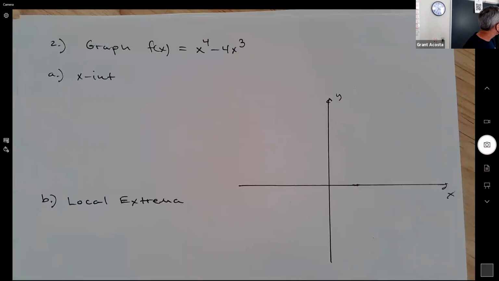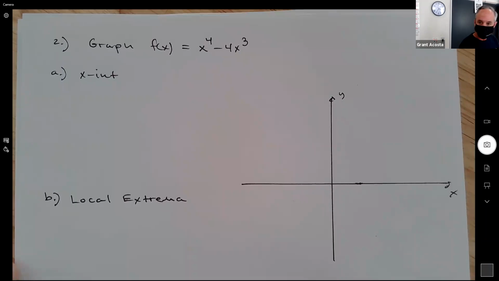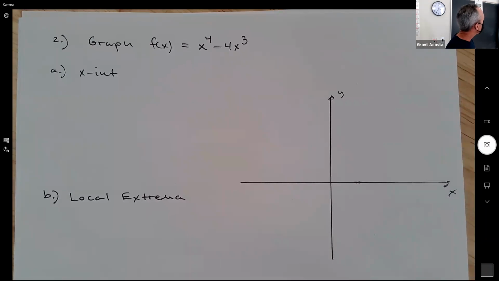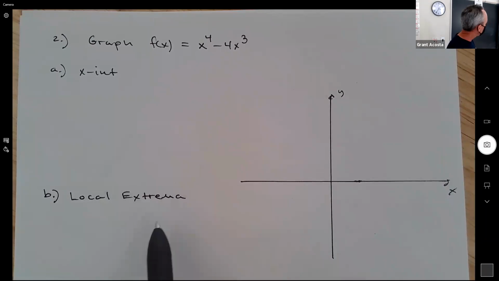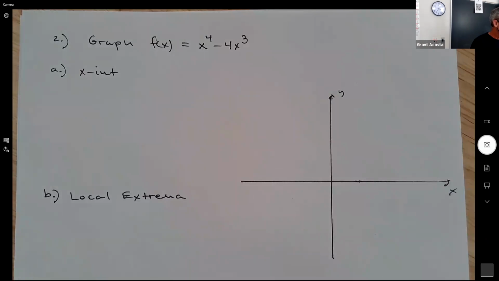So let's do this as a practice one here. On your papers, if you're tuning in online, let's see, at least get through your x-intercepts and your local extrema, and then see if you can draw your graph. I find 90% of the time, just by knowing the first derivative, where it's increasing and decreasing, you can get a pretty good idea of the graph, even without looking at the concavity.